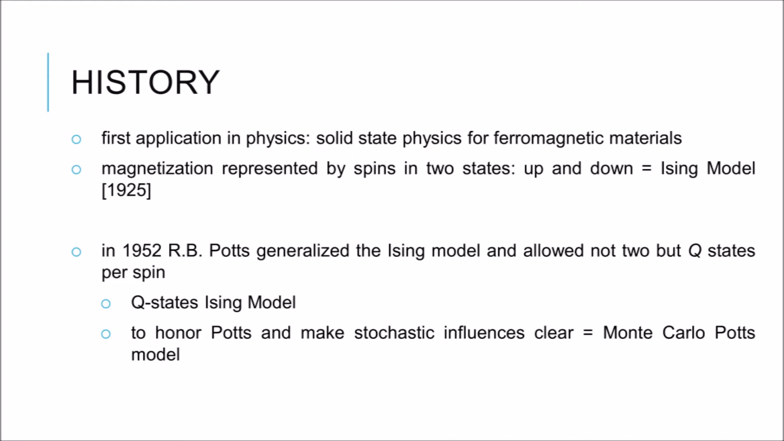But to honor Potts and his contributions and to also make the stochastic influences clear, usually everybody talks about the Monte Carlo Potts model for grain growth. But also if you hear just somebody talking about using the Monte Carlo method for grain growth, it's exactly the same method. How does it work?